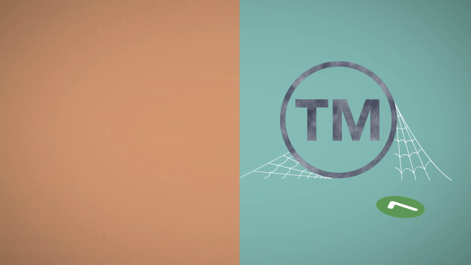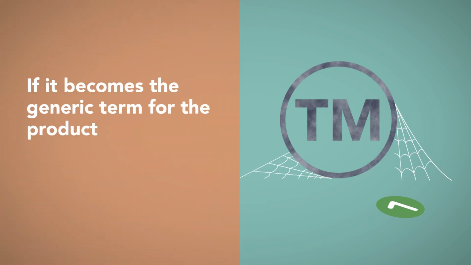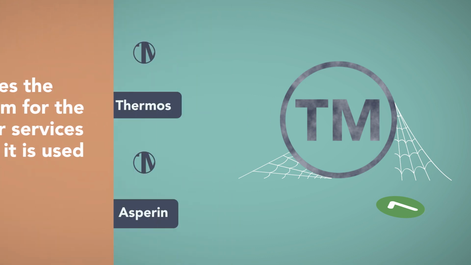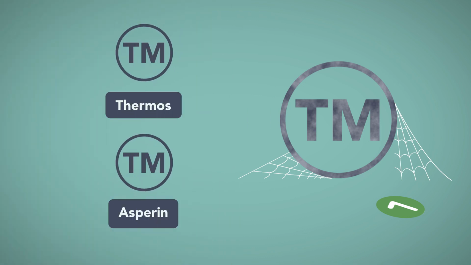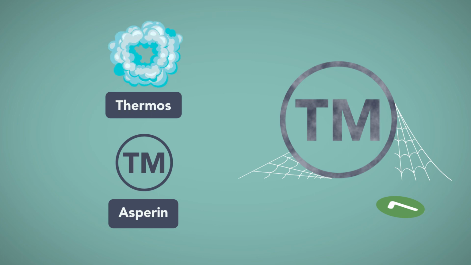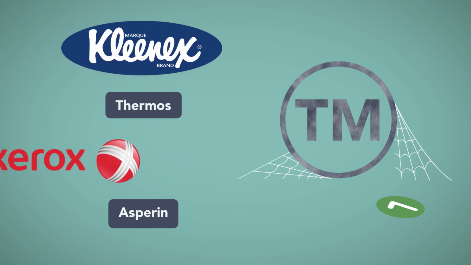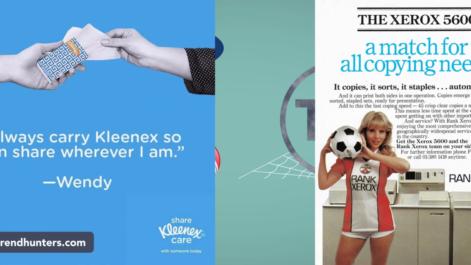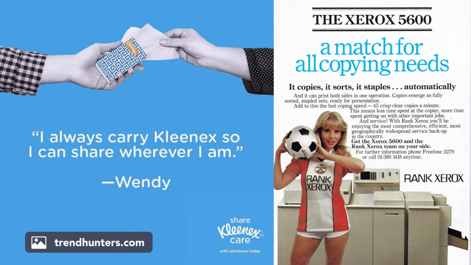Second, a trademark is deemed abandoned if it becomes the generic term for products or services with which it is used. For example, both aspirin and thermos became generic terms and lost their trademark protection. Other marks, such as Kleenex and Xerox, were alleged to have become generic. The owners of these marks ran ad campaigns clarifying the terms pertain to their specific products, not to facial tissues or copiers in general.